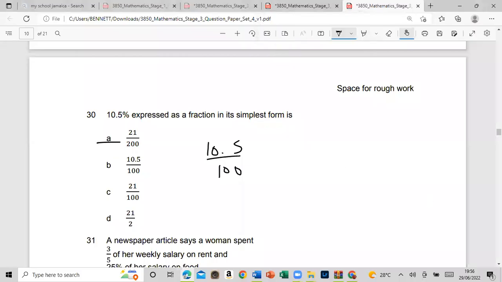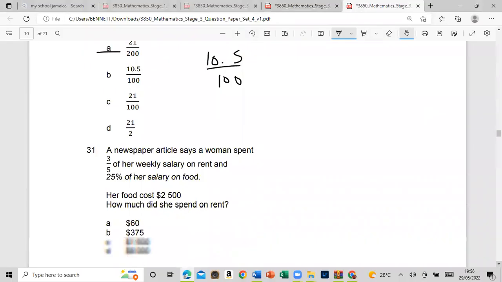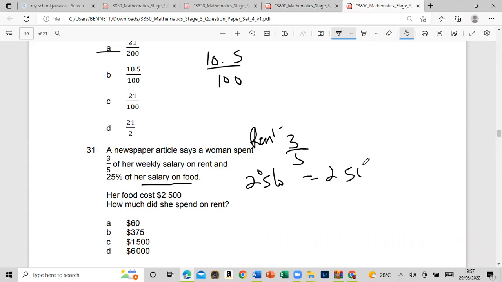Alright, sorry about that, guys. That's A31. A newspaper article says a woman spent 3/5 of her weekly salary on rent and 25% of her salary on food. Her food cost 2,500. How much did she spend on rent? Alright. So let's see. 3/5 of her salary, that's rent. Right here, 25% on food. That means everything, our salary, is 10,000. So find 3/5 of 10,000.